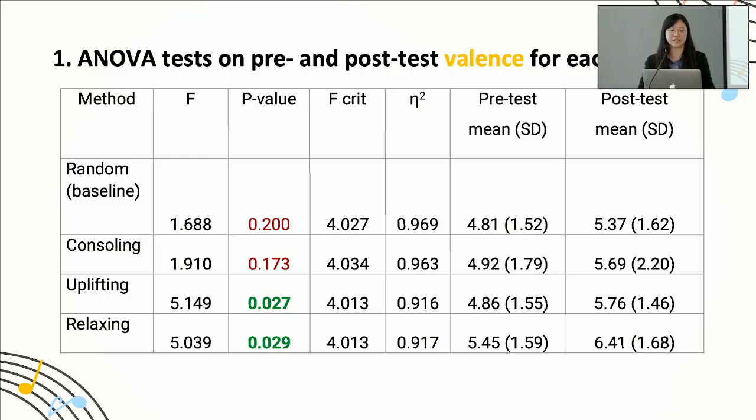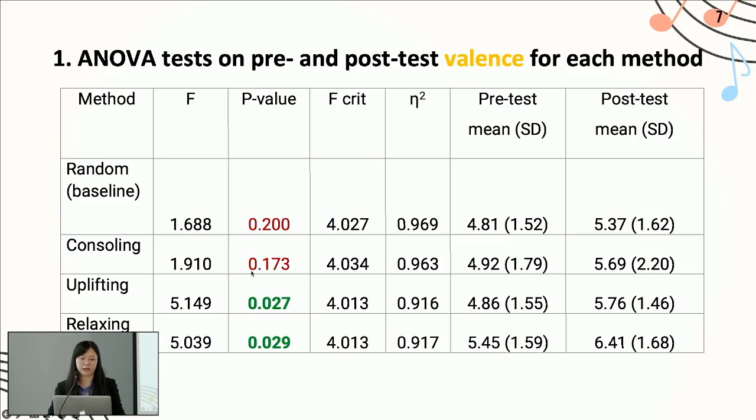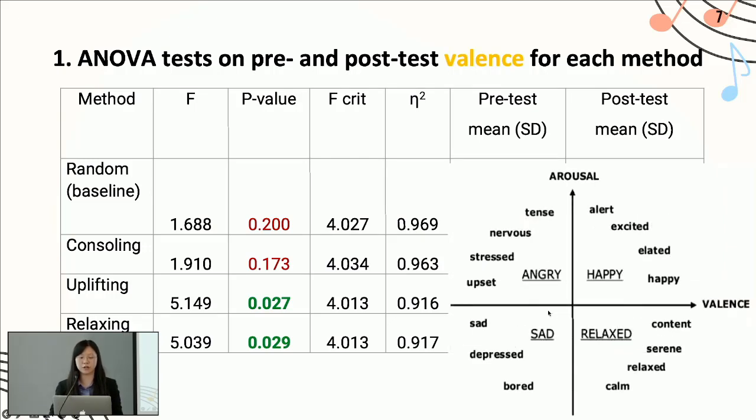We can also see the valence value, we can see this uplifting and relaxing method did a great job on changing emotion, and this random and consoling method did not change the pre and post test on these valence values. And we can also see what is the change under these two methods. It is an increasing change between the pre and post test result. In pictorial meaning, which means these two methods, uplifting and relaxing method, will lead them to a more positive state than where they began.